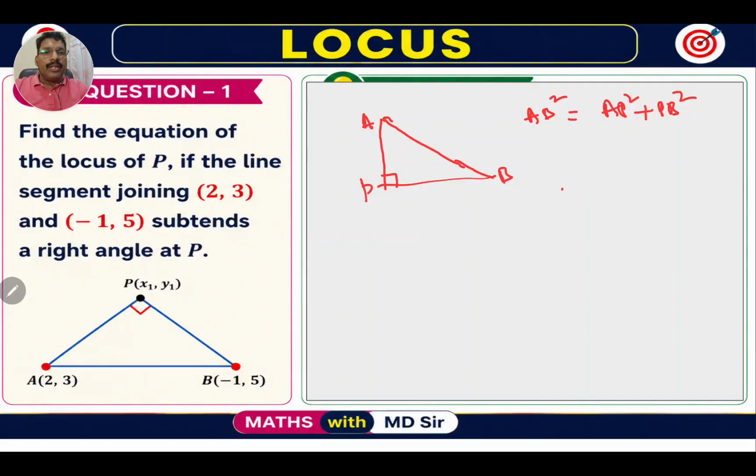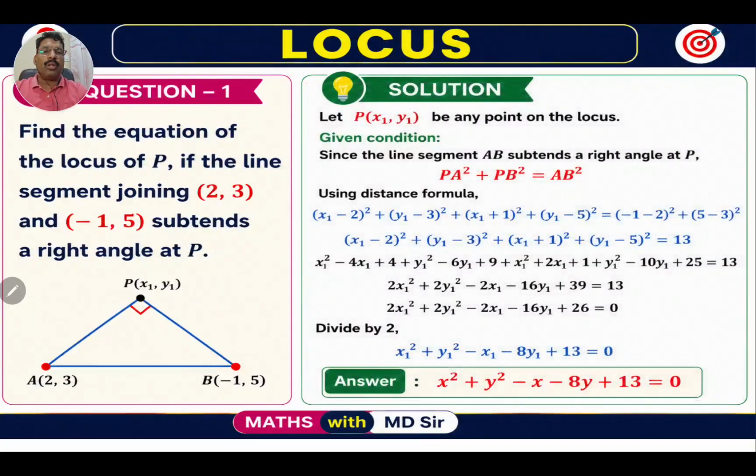So, AB square means distance between 2 points. We already know the formula, under root (x2 minus x1) whole square plus (y2 minus y1) whole square. Using that formula, simplify this, you will get the final answer. This is the solution.